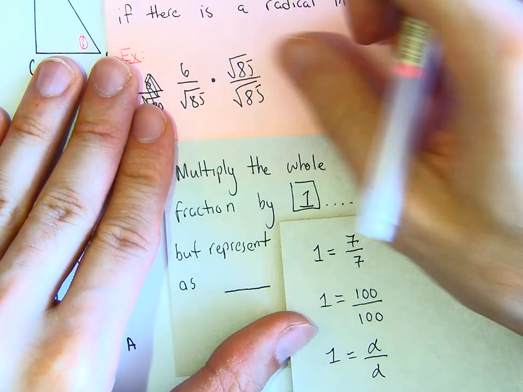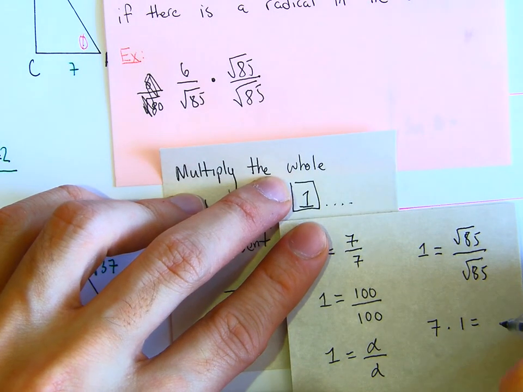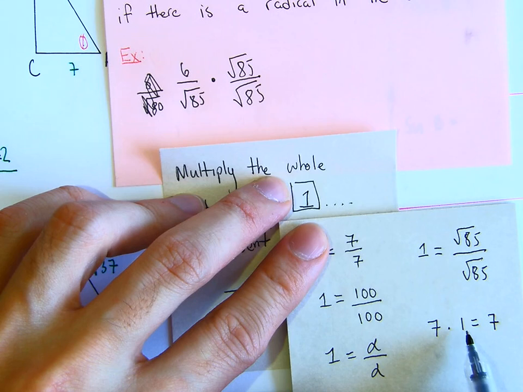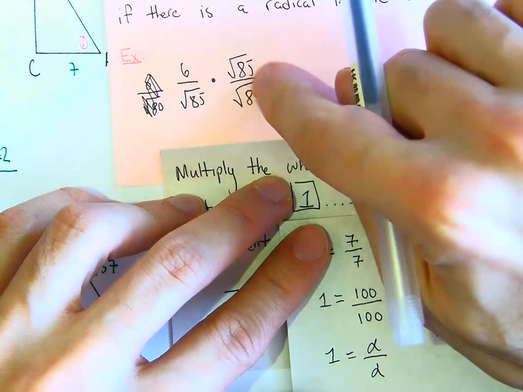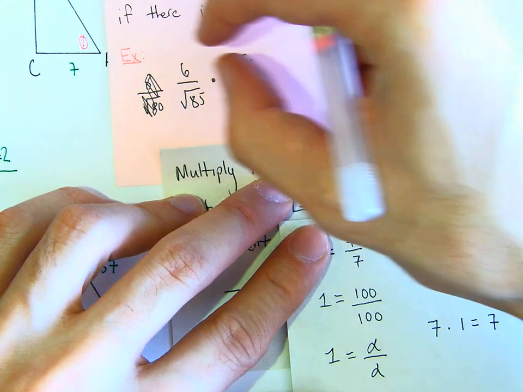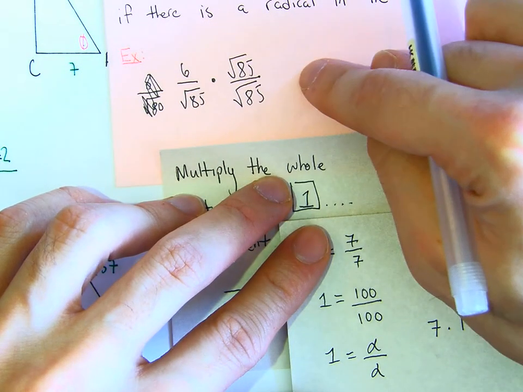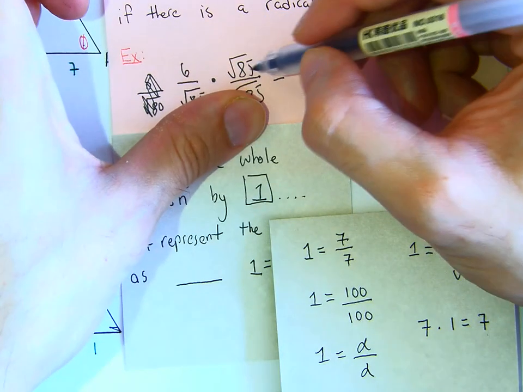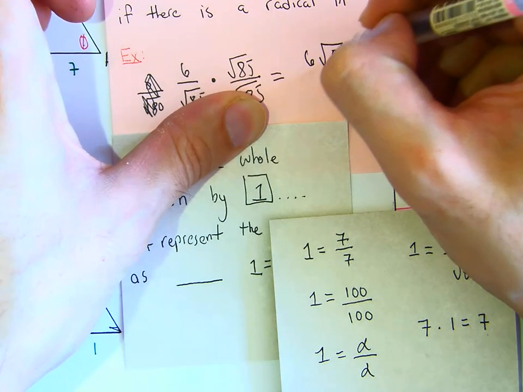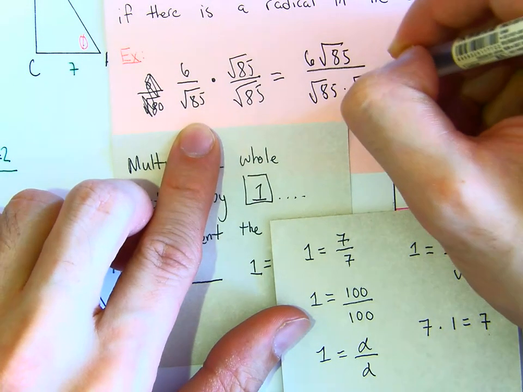And notice that when you're doing this, what is 7 times 1? It's 7. If you multiply a number by 1, the value stays the same. So notice that you're multiplying by this value. What is this value? It's 1. What is 1 times anything? It's the same value. You're just going to change the way it looks. So how will it look? Notice what's on the top. What is 6 times square root of 85? It's 6 square root 85. And what's on the bottom? It is square root of 85 times square root of 85.